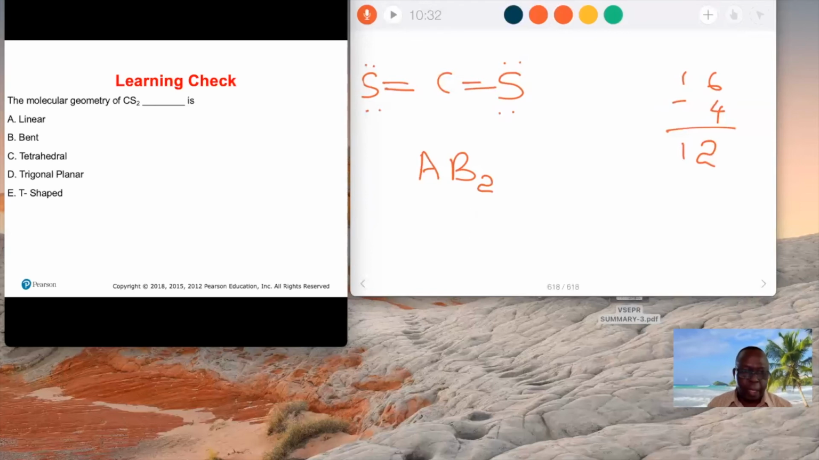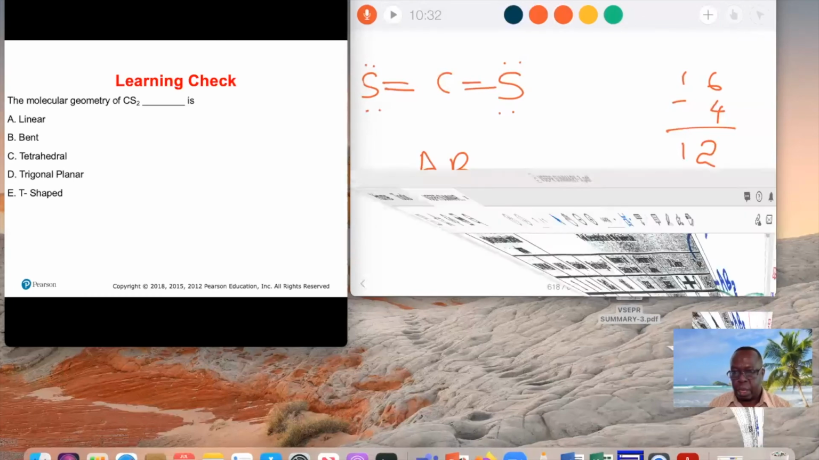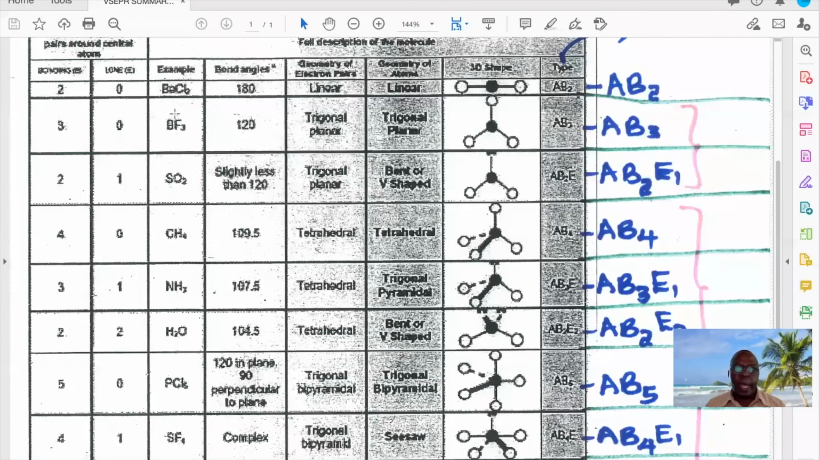So if I had, look, if I had this. If we had a lone pair of electrons, I'll use this. Look at this. I had to use this so that you can see the lone pair, E1. So it is of this type, AB2, and for AB2, we are looking at the geometry of the atoms. Geometry of the atoms, it is linear. So I'll say this is linear.